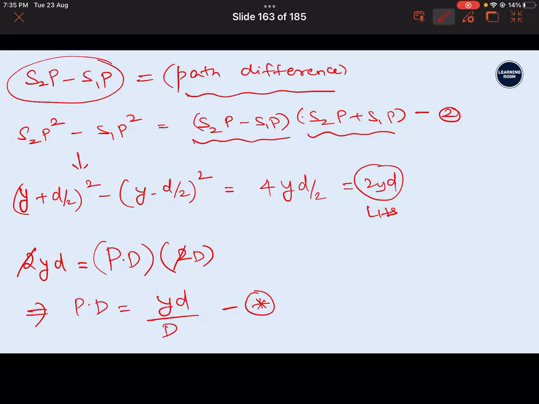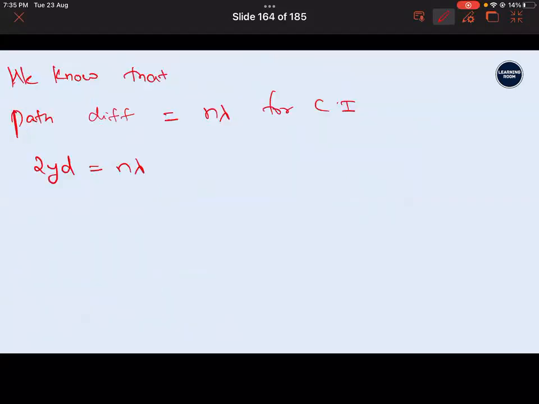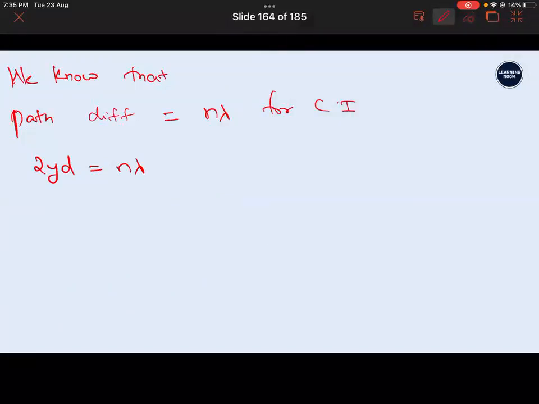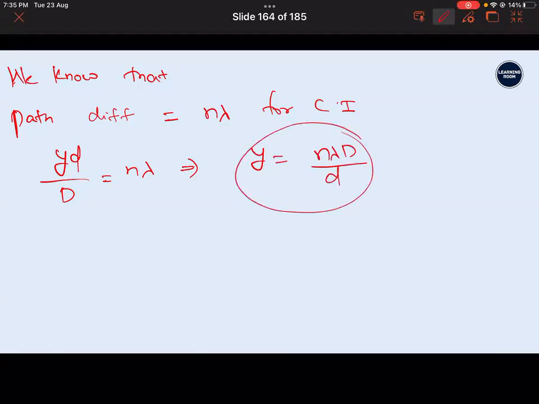Is it clear to this? Now see. For constructive interference, path difference should be n lambda. But what is the path difference we derived now? y into small d divided by capital D is n lambda, which implies y is equal to n lambda into capital D divided by small d, where n is an integer.